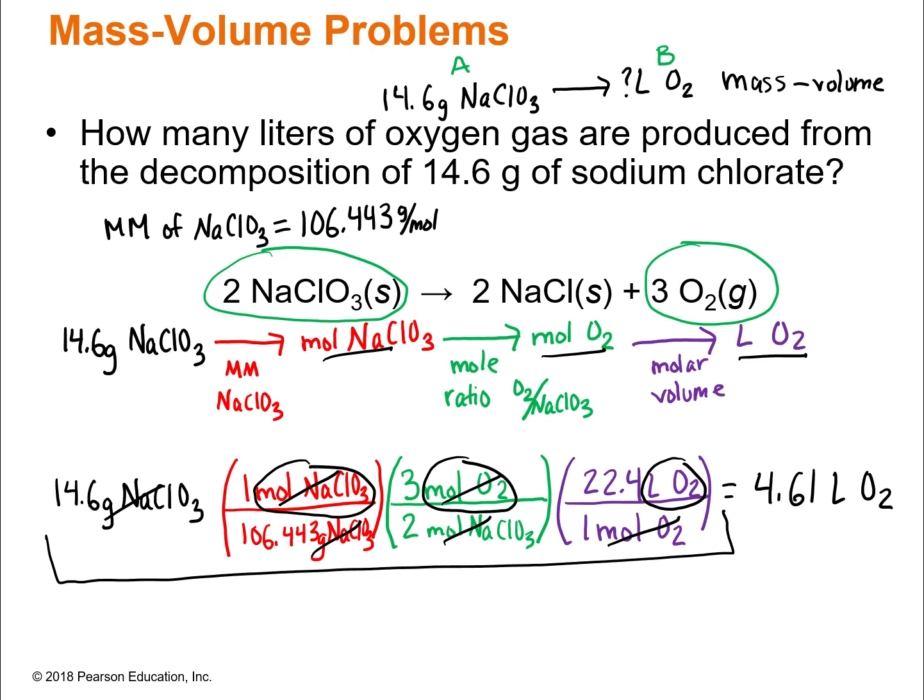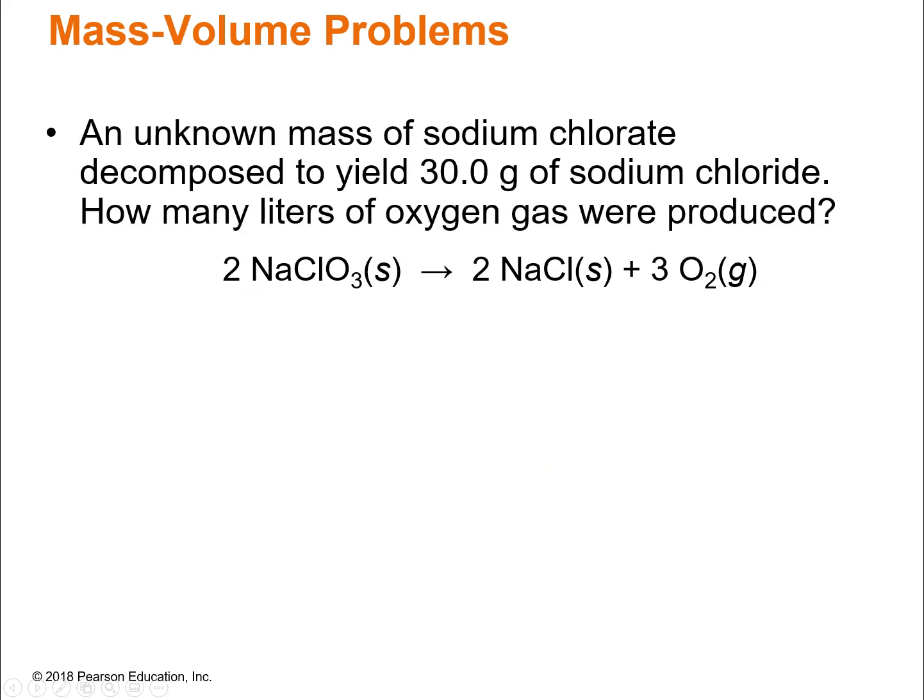So here's what we're going to do. I've got another problem that I want you to try. Try that, we'll go over it, and then we'll stop it here for this week. So it's another mass to volume, and I'll get you started. We've got some mass of sodium chlorate that's decomposed to yield 30 grams of sodium chloride. How many liters of oxygen gas were produced? And we're assuming STP here.